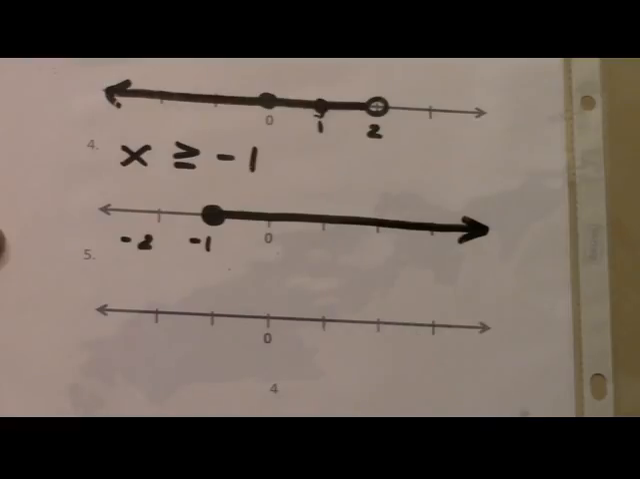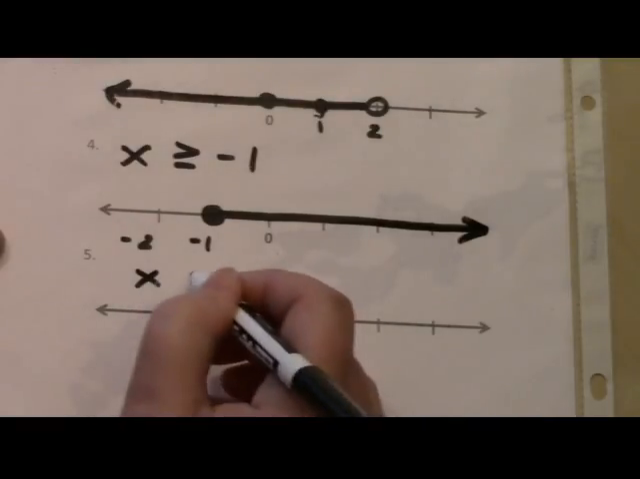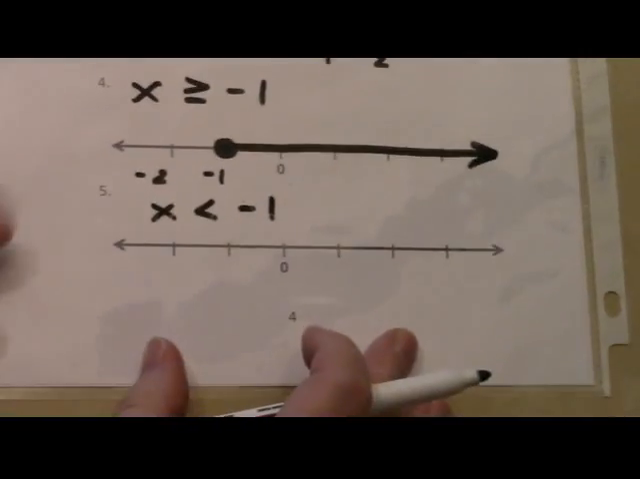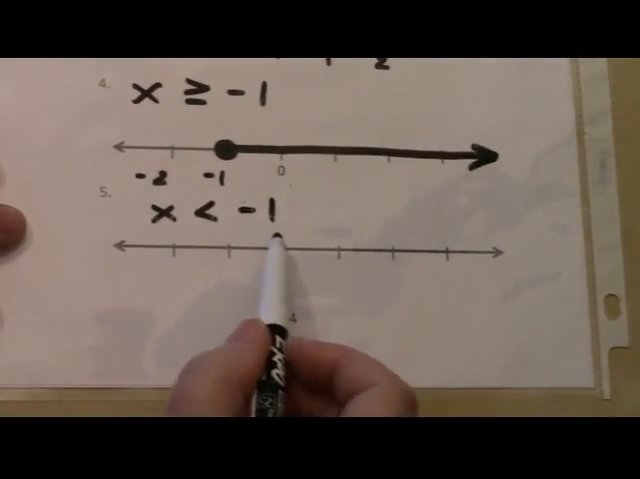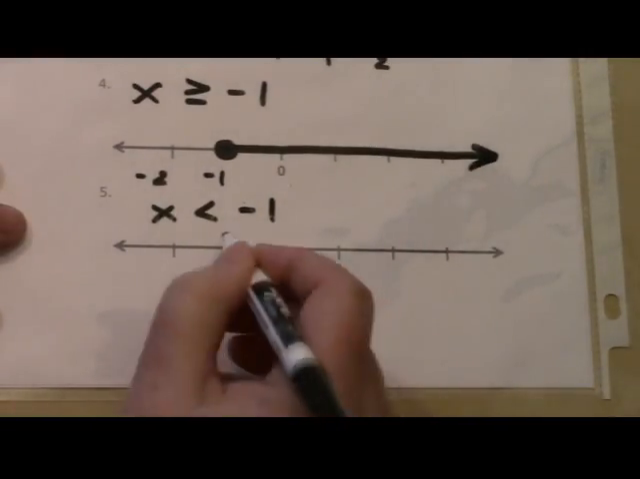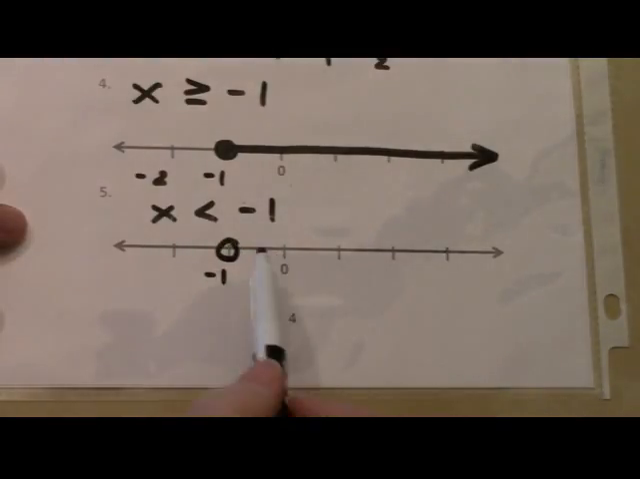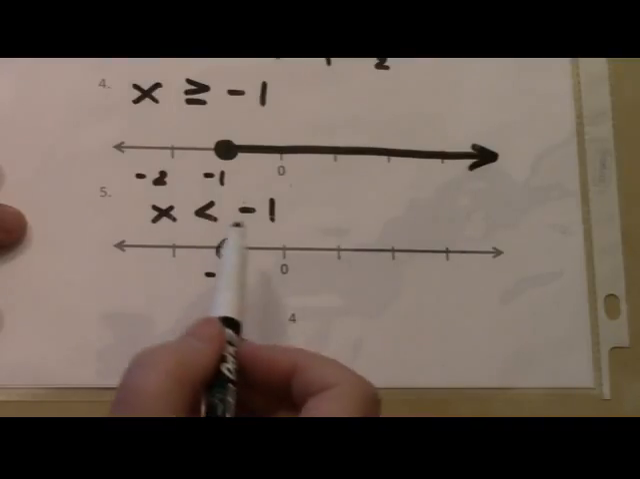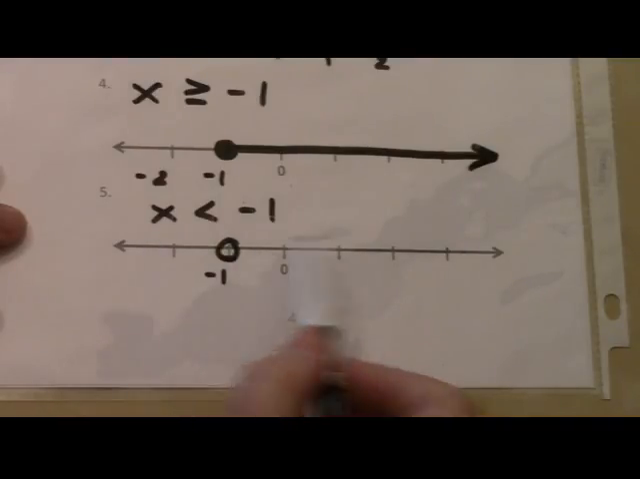And let's try one more. How about if we had x is less than -1? What's the first thing that we're going to do? Let's locate our constant, -1. Let's put a circle there. Let's decide, am I going to keep it open or am I going to fill it in? I'm going to keep it open because it's less than. And which way am I going to shade?